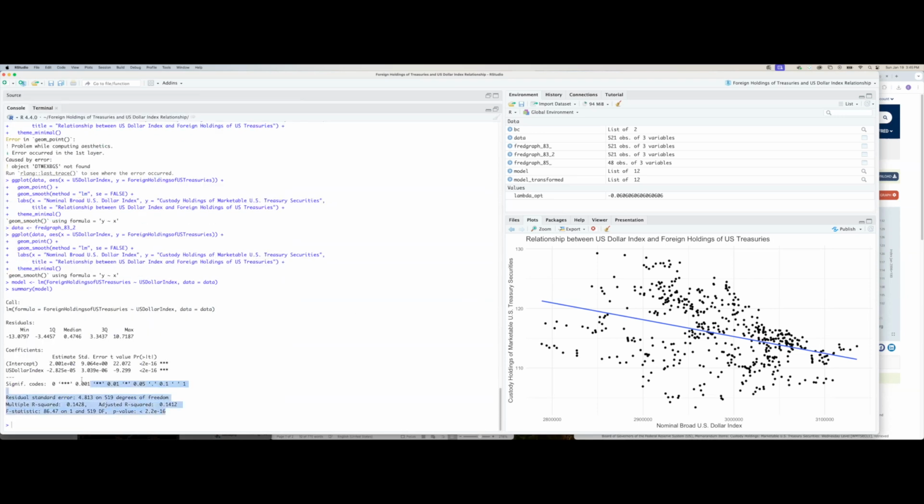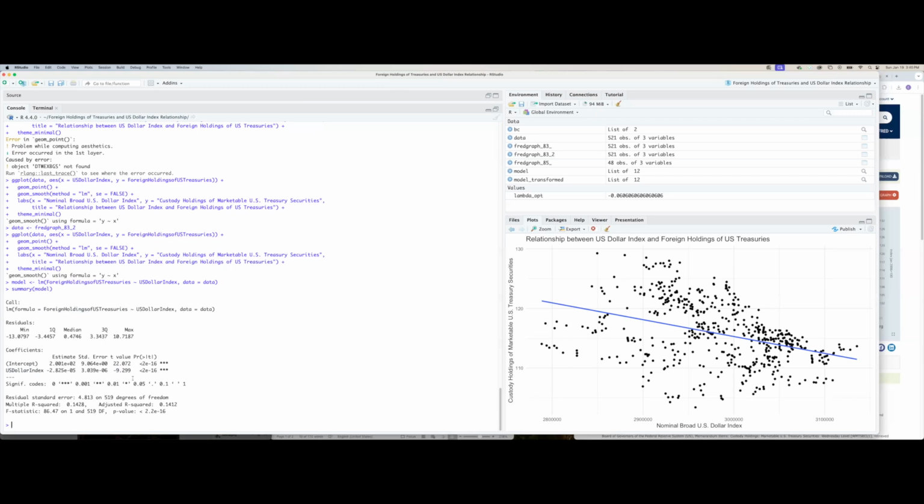And over here, you can see the output of the linear regression model. We can already see that the US dollar index is our explanatory variable, and foreign holdings of US Treasuries is our dependent variable. There's a negative relationship here indicated by the negative coefficient, and this relationship is statistically significant with a t-value of negative 9.3.